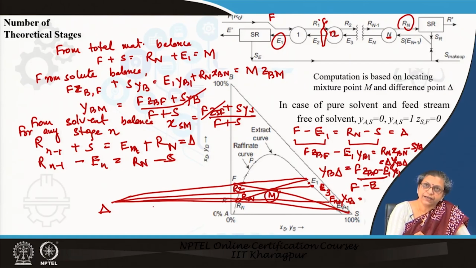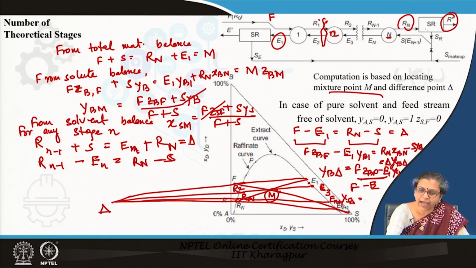So, therefore, there are two things on which the entire construction is based. It is based on locating the mixture point. Once you have located the mixture point, you know F, you know S, the R is usually specified, but in this case you have to remember generally this R prime after the solvent recovery is specified. So, therefore, since it is depleted of solvent, this R prime is going to lie on the y axis.